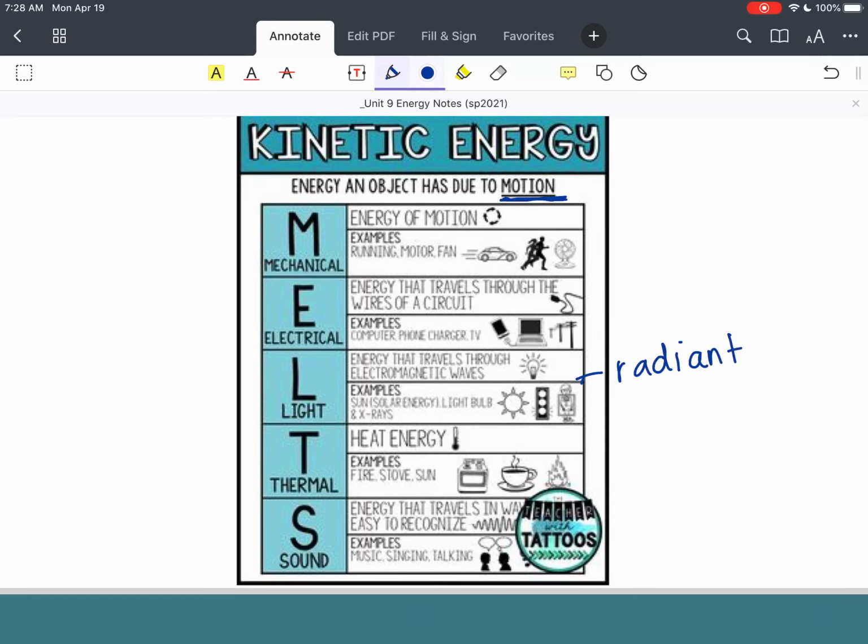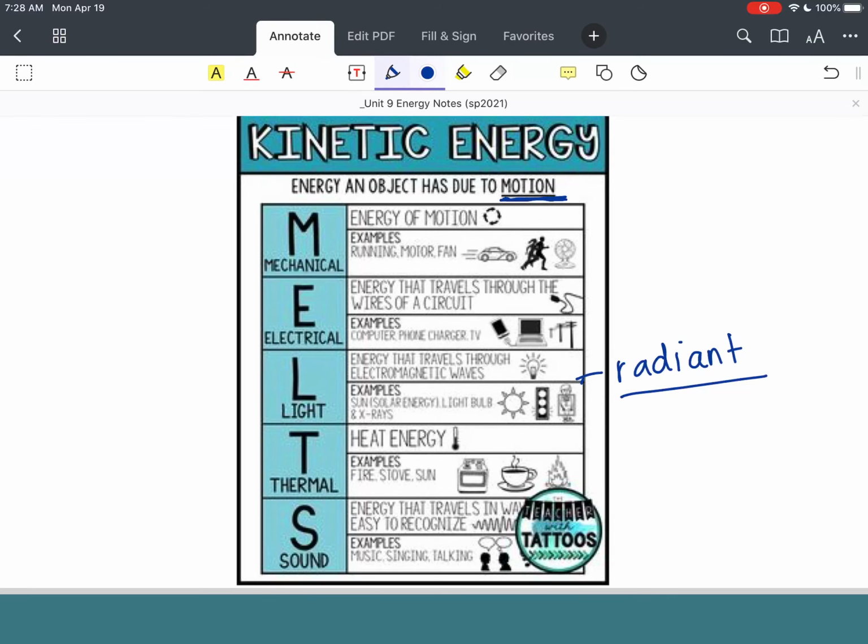Light energy, sometimes you'll see this as radiant, which is the fancy word for it. That's just light energy that travels through electromagnetic waves. So any type of light that you see, like visible light, UV light, that's all kinetic energy. And we know it moves because it's moving as fast as the speed of light. We know that light moves.